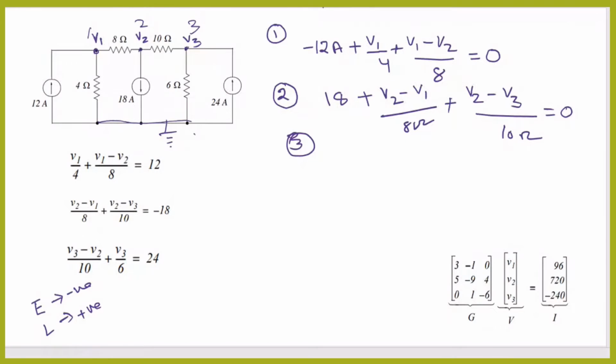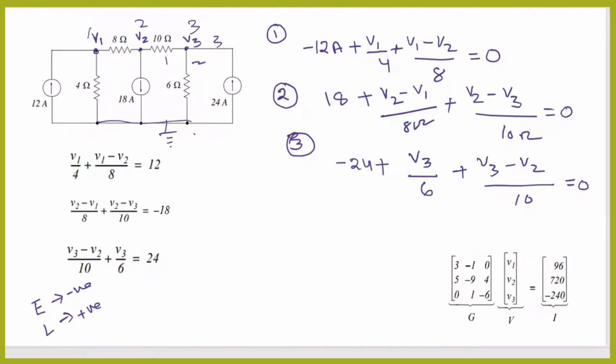At node 3, how many elements are connected? 1, 2, 3. 3 elements are connected. So 3 terms will come in the equation. So one current is entering. Entering is treated as negative, right? So minus 24 plus V3 by 6, plus (V3 minus V2) divided by 10 is equal to 0. Now you got 3 equations with the 3 unknowns.